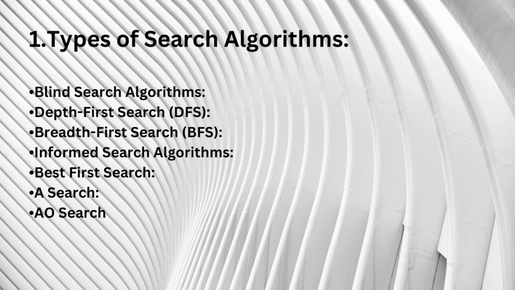Best first search. This algorithm selects the most promising node based on a heuristic function. It is not guaranteed to find the optimal solution, but often performs well. A star search. A star combines the advantages of both best first search and depth first search by using a cost function and a heuristic function. It is considered one of the most efficient and widely used search algorithms.